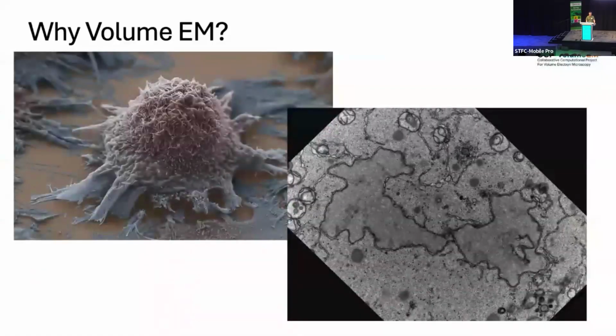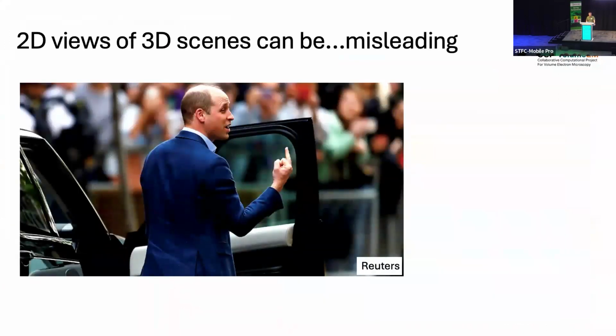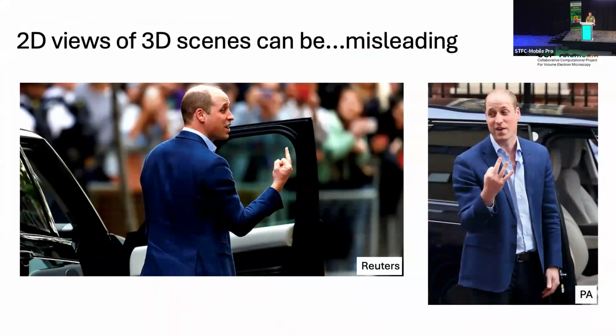So why volume EM? I think we all know why this is. Normal EM, so not cryo-EM, but scanning EM, transmission EM, we're always looking at 2D projections or slices, so we don't really get any 3D information. And if you're only looking at 2D information, you might misinterpret the scene. So you really need to get a good sense of the whole 3D scene.